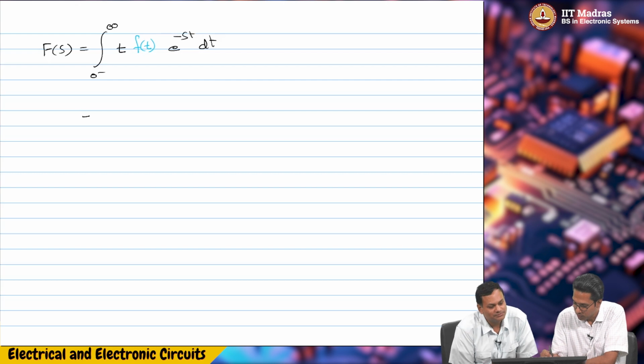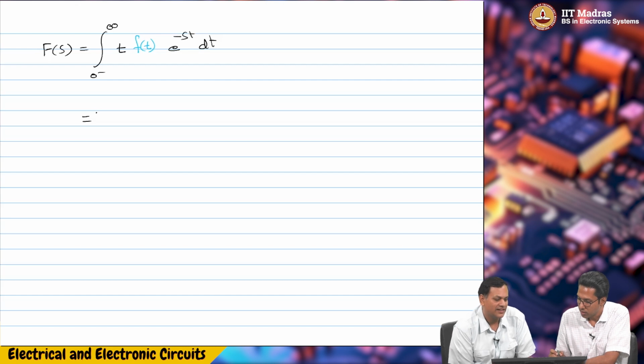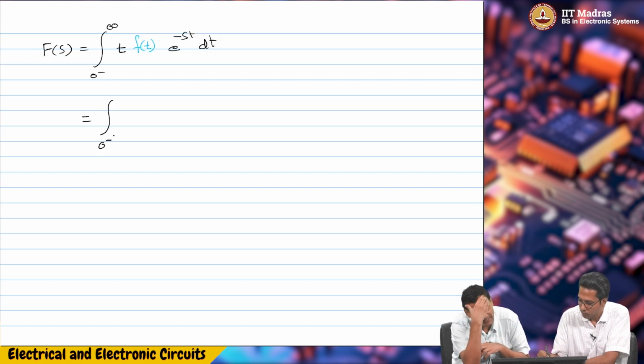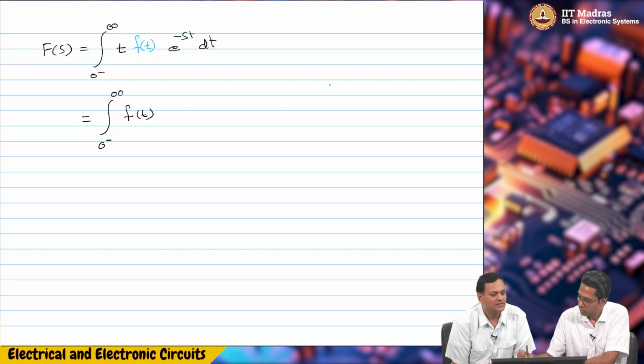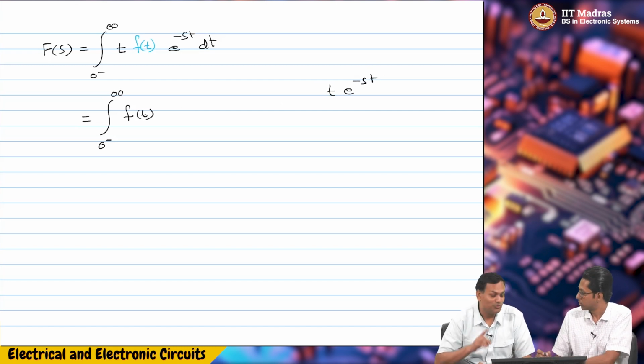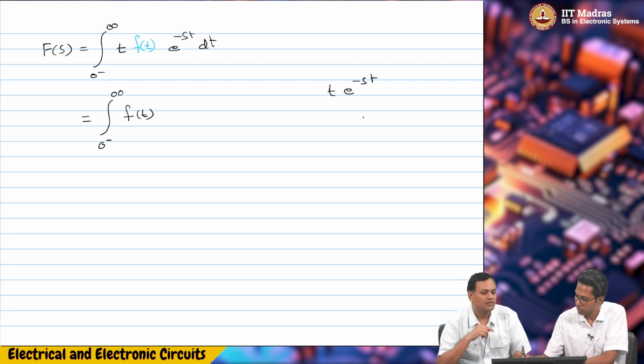So what shall we do? Okay. t e power minus st. Correct. f of t is a general function, we can't do anything. Correct. Maybe, okay, how about this? Hmm. t e power minus st. Can we write it as a derivative of e power minus st in some way? Let's see, f of t we will retain. Yes. t e power minus st. You want the derivative of something to be this. Correct. So then d by dt will not give us.